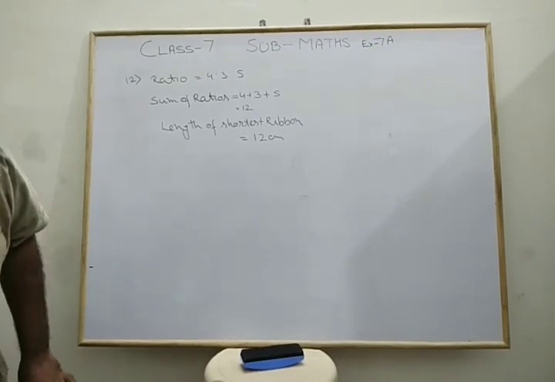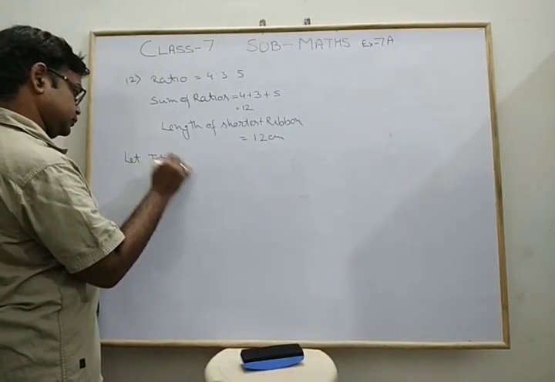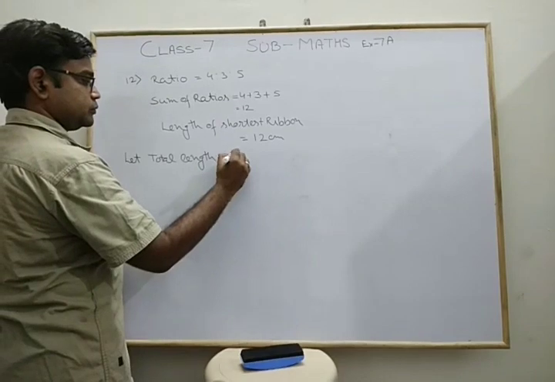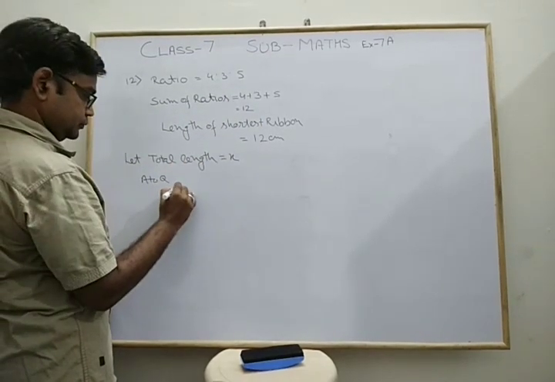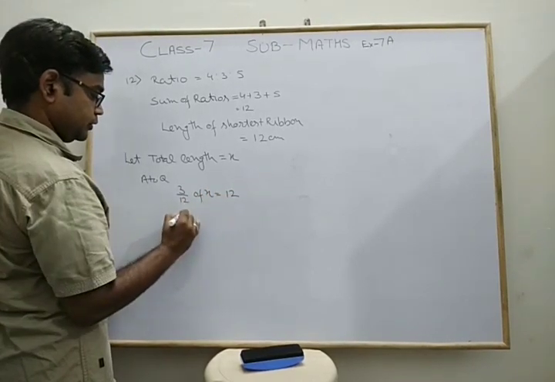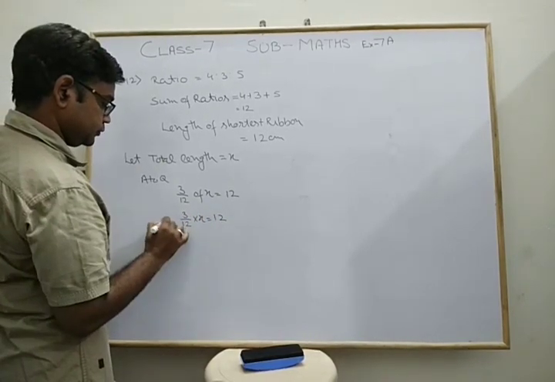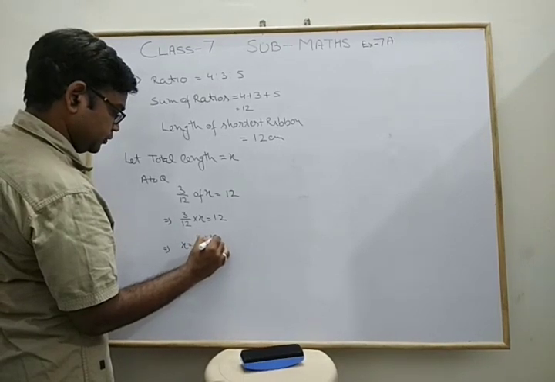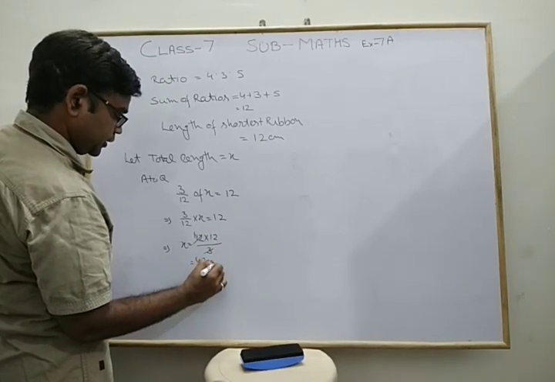Let the total length equal x. So according to the question, 3 by 12 of x equals 12. Means 3 upon 12 into x equals 12. x equals 12 into 12 by 3, 3 fours are 12, so it's 48 centimeters. This is the combined length of the ribbons.